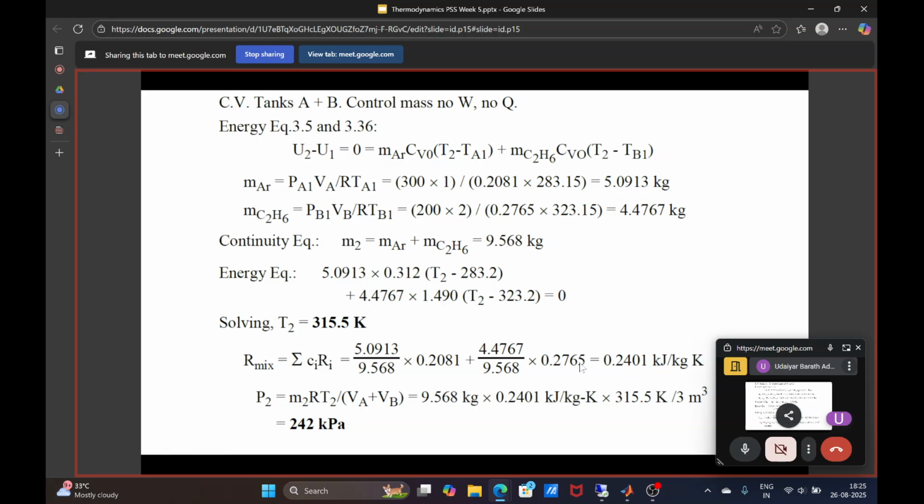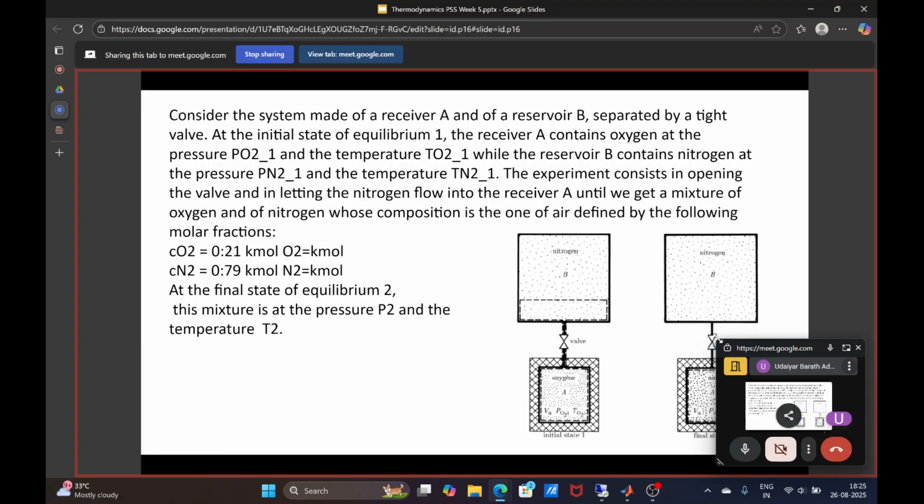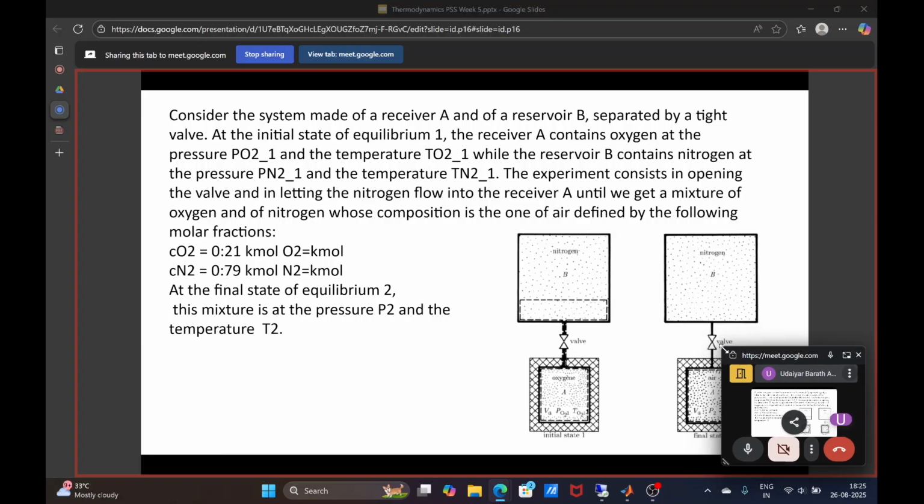So we know all of the quantities. The only unknown is the pressure. Applying the ideal gas equation, P2 is m2 R T2 by the total volume. Substituting the values, we get P2 to be 242 kilopascals. So moving on, next question.